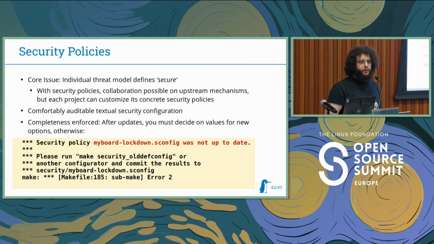And I think it would allow better collaboration, because people can start adding these is_allowed macro invocations across the code, but everybody can customize the actual policy according to their model. And this can be audited more easily than C code, which is doing this right now in projects. And after updates, you are actually asked about every new option. What do you want to do with it? Otherwise, your build fails. And that way you always have an up-to-date security policy.